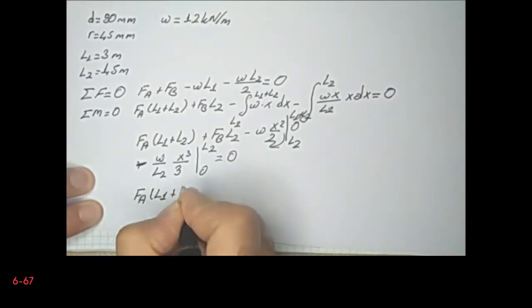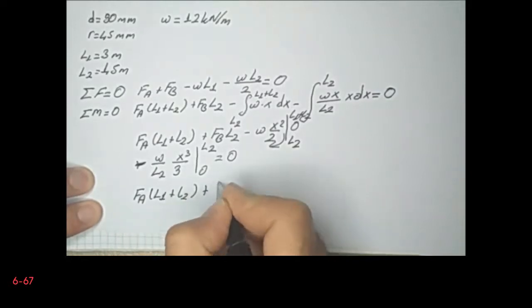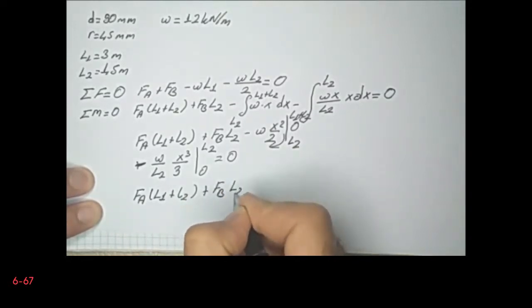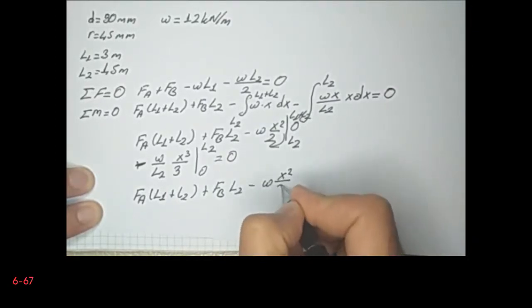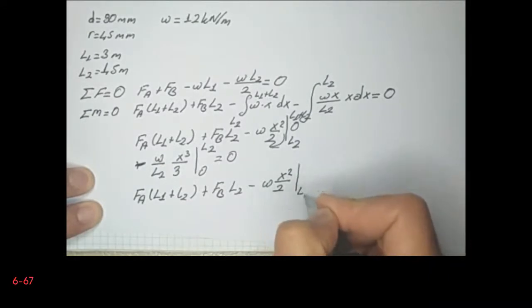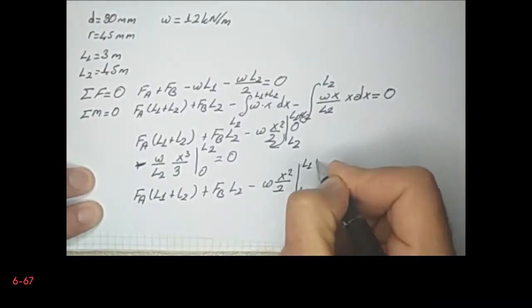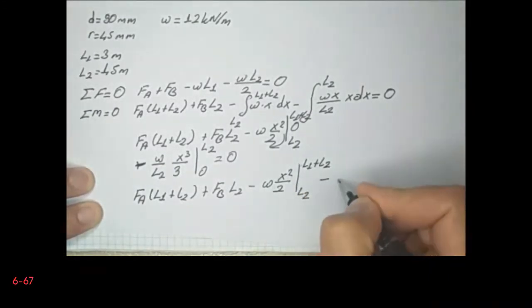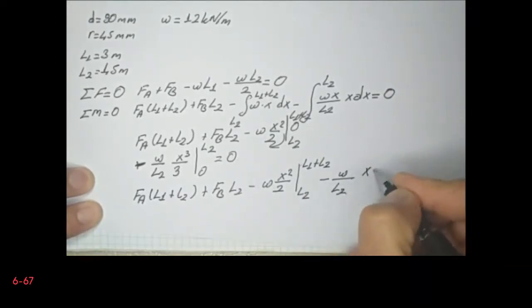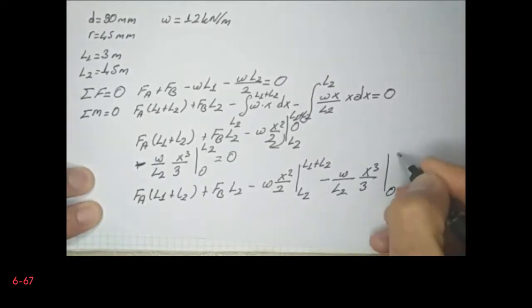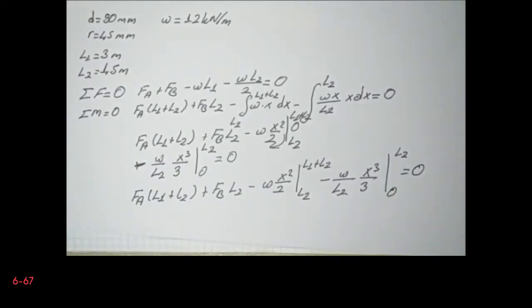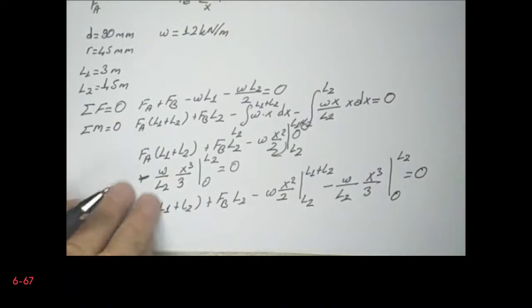Fa (L1 plus L2) plus Fb L2 minus W x square divided by 2 from L2 to L1 plus L2 minus W divided by L2 x cube divided by 3 from 0 to L2, and this is equal to 0. Okay, so these are our equations.